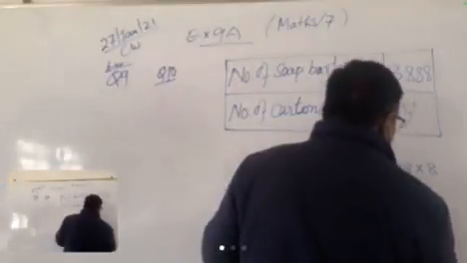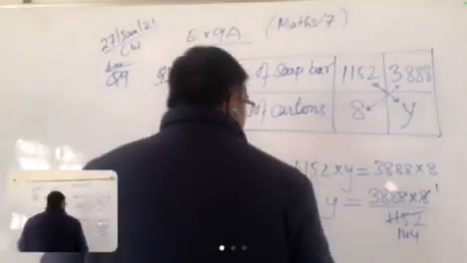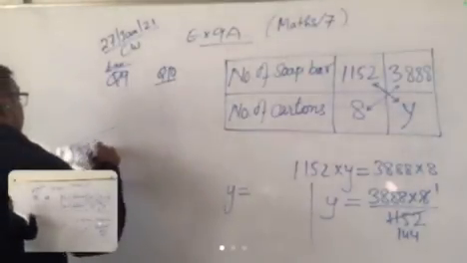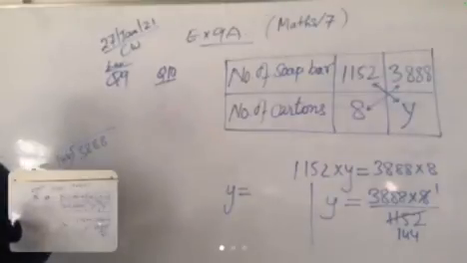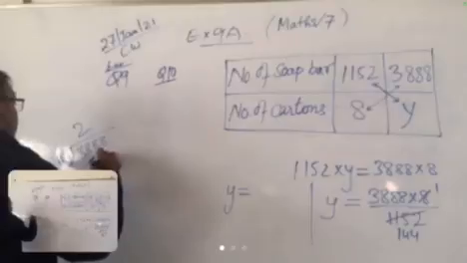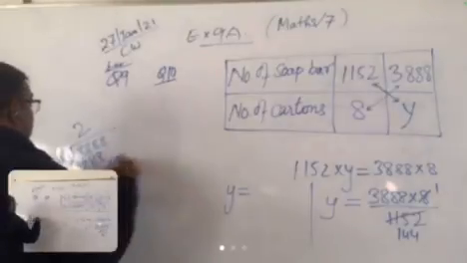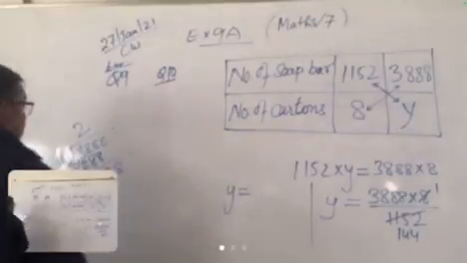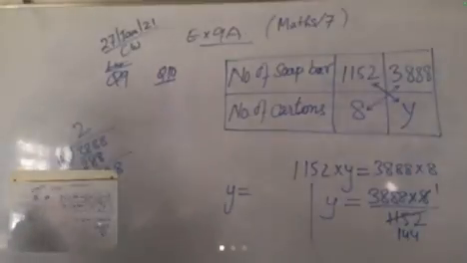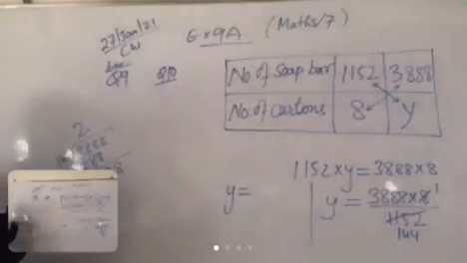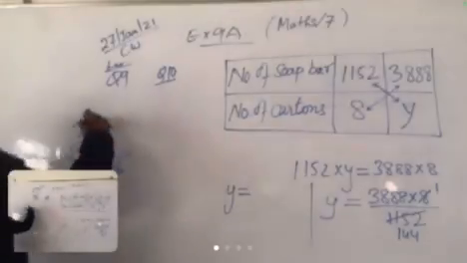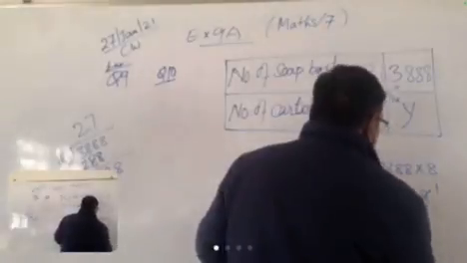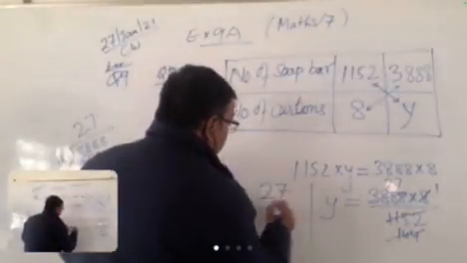So it will be 144 and this is 1, and now 3888 and 144, 2, 144, 6, 7, yes 7, 28. So y is equal to 27 cartons.